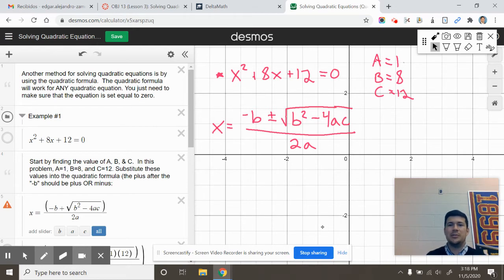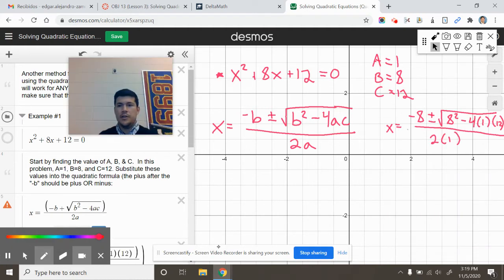All right, and what I'm going to do is insert each of these values into the quadratic formula, like this. Opposite of 8 plus or minus the square root of 8 squared minus 4 times 1 times 12, divided by 2 times 1. So I just filled in every number where it was supposed to go depending on its letter.